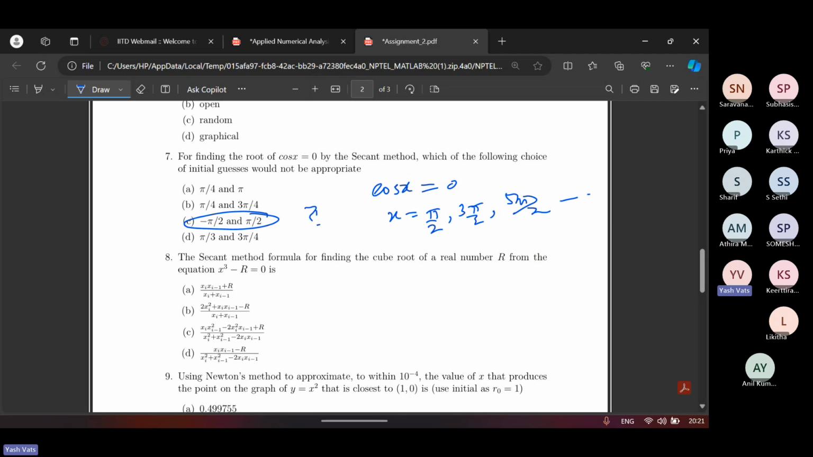It's not good. We can't take this initial guess which takes the root. Pi by 4 and 3 pi by 4, pi by 4 and pi. It is a good choice because it's near to pi by 2 and it will approach pi by 2, I think. But 3 pi by 4 is quite far to go. Is it?